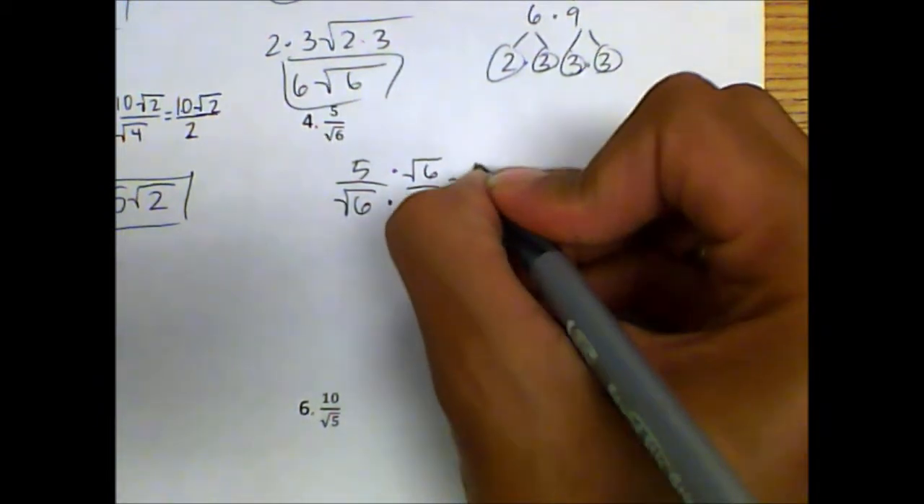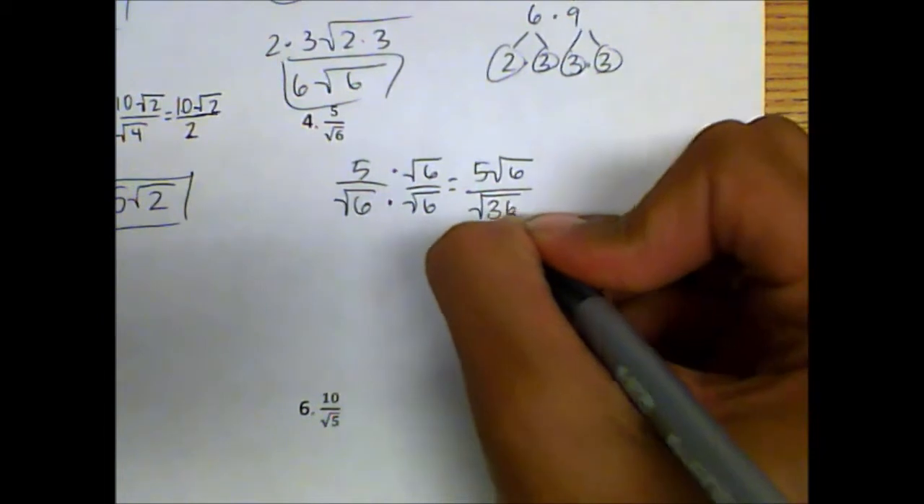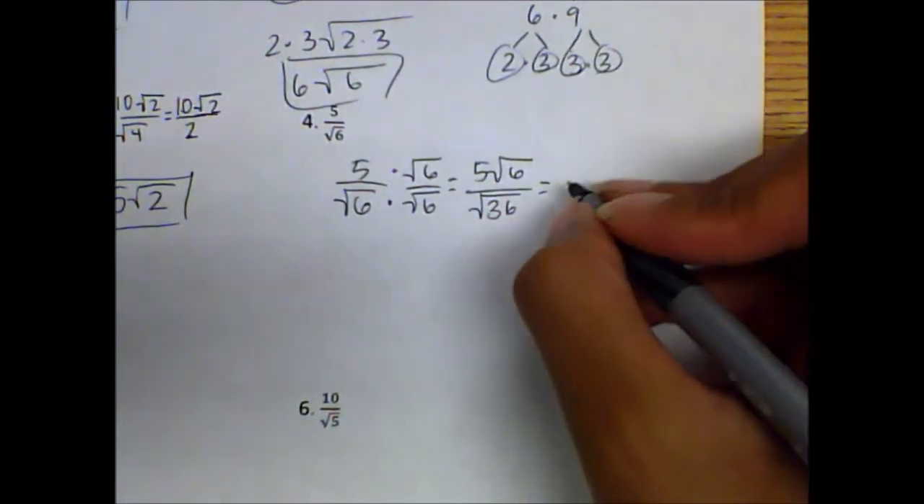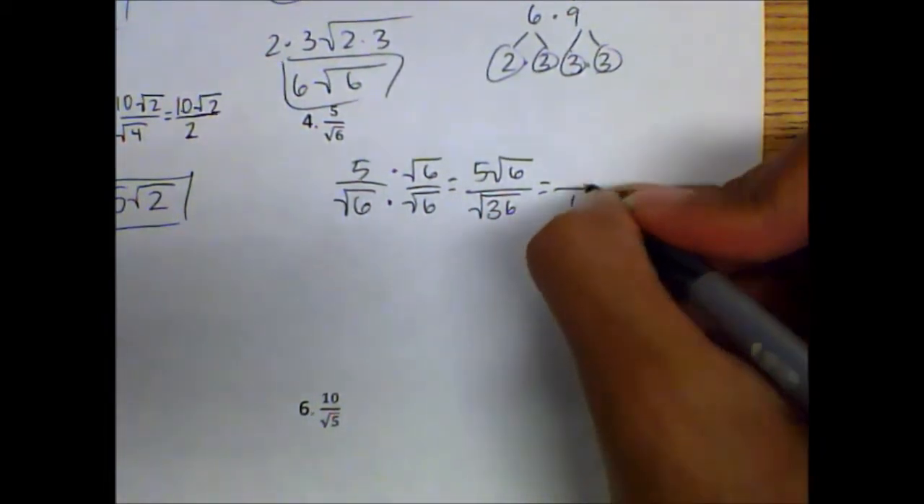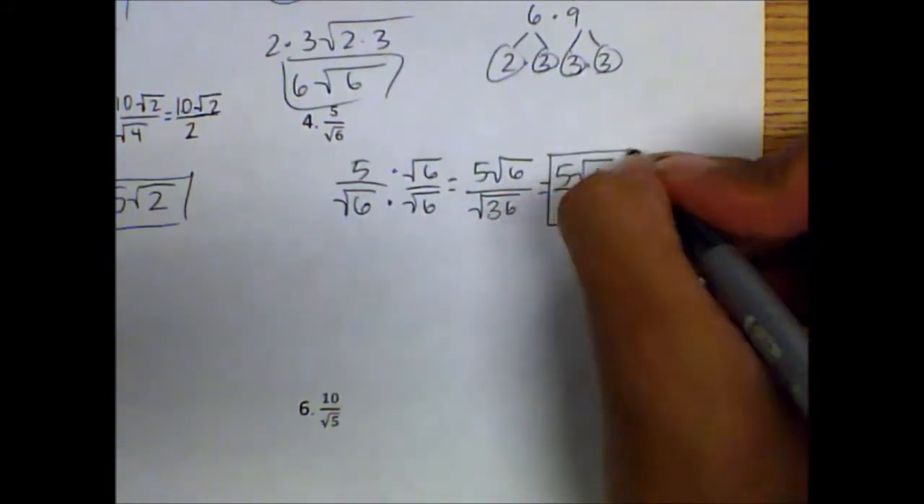And we're going to end up with 5 rad 6 over rad 36. The square root of 36 is 6. 5 rad 6 over 6. And that is our final answer.